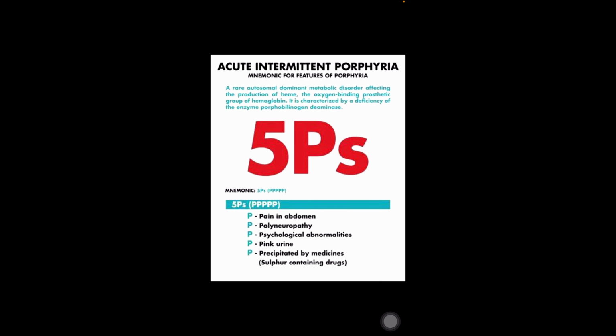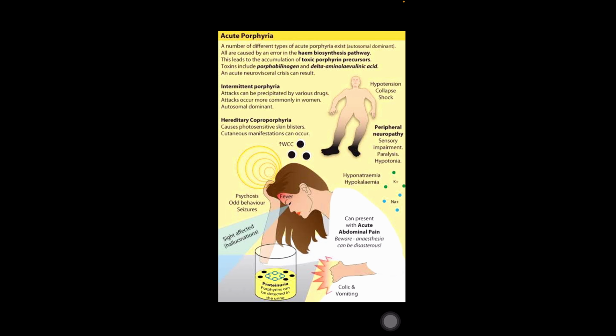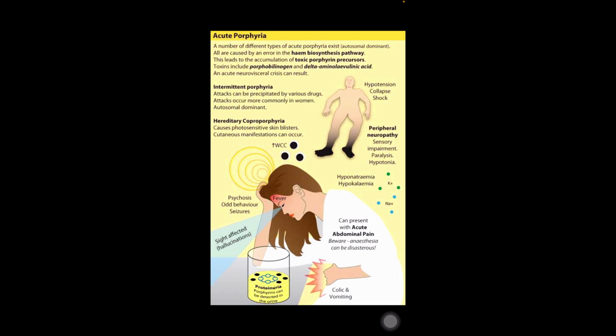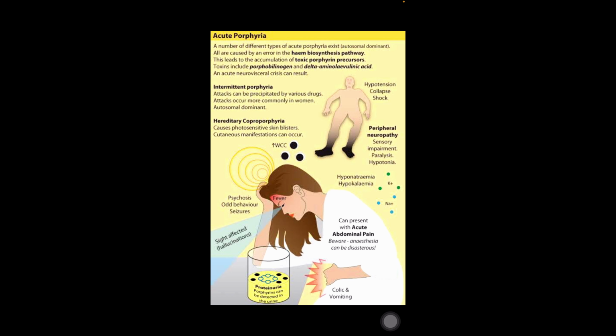If you read a question and there is no psychological disturbances, there is no pain in abdomen, there is no precipitation by phenobarbital or barbiturates or sulfonamides, please don't choose acute intermittent porphyria, okay? All right, so yes, this is a patient with acute intermittent porphyria. You can see a lot, all right? Attacks can be precipitated by various drugs and etc. They also have hyponatremia, hypokalemia, psychosis. You see psychosis and odd behavior, seizures and all that, okay?